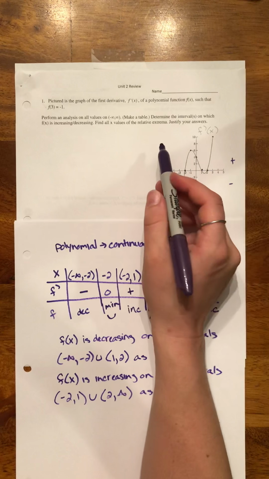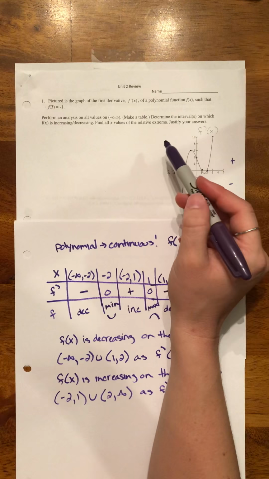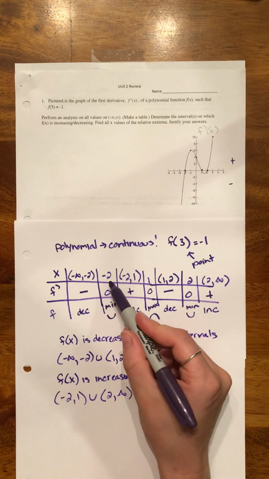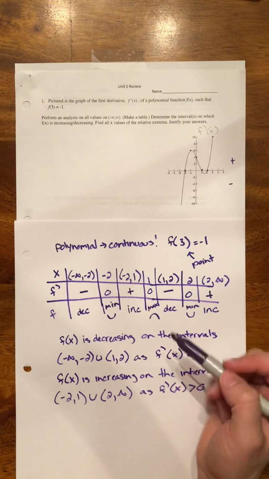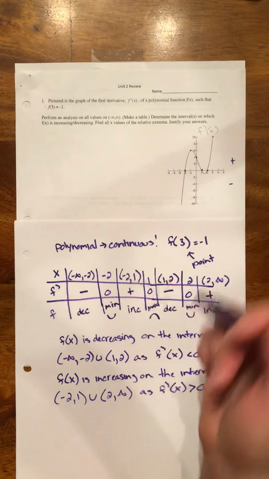I couldn't actually find the coordinates even if it asked me to do that because this isn't the function f of x, it's the function f prime, and I don't know what those values are. Like here, the minimum is x equals -2. I have no idea what that function value is. Same thing for x equals 1, same thing for x equals 2, because none of those are given to me.